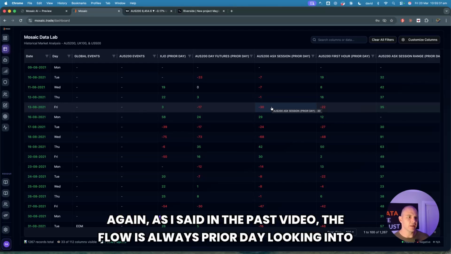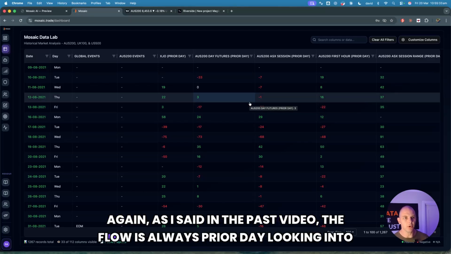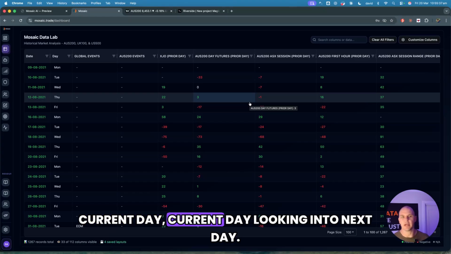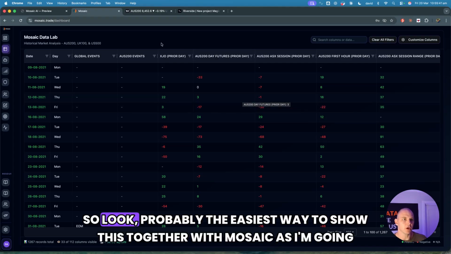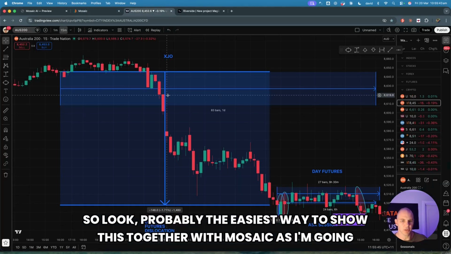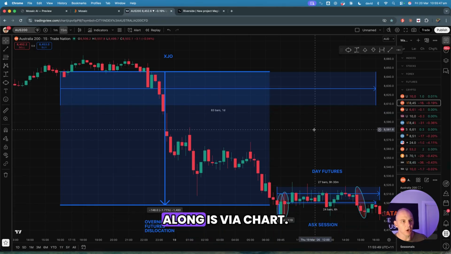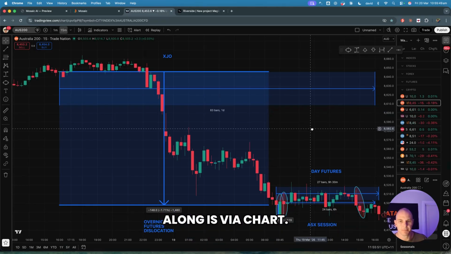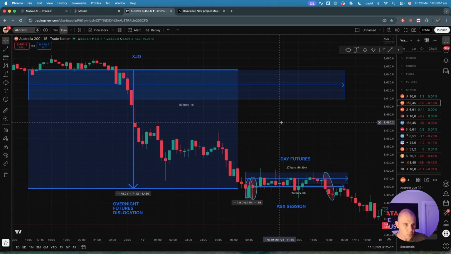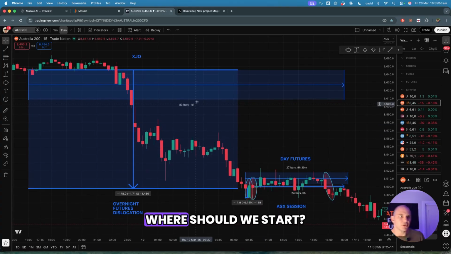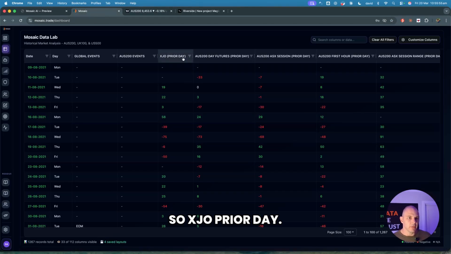So again, as I said in the past video, the flow is always prior day looking into current day looking into next day. Okay, so look, probably the easiest way to show this together with Mosaic as I'm going along is via chart. So where should we start? Okay, so XJO prior day.